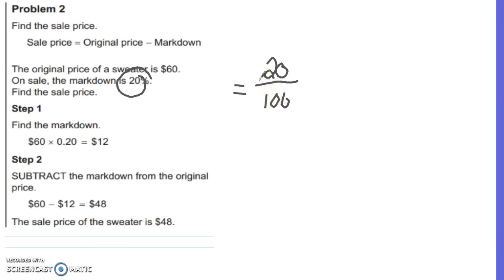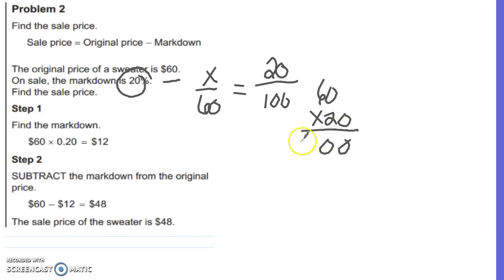Then you're going to take your original. Your original is your whole. It goes on the bottom. You are finding the part, or the sell price. So you have to do the cross product rule. You are going to do 60 times 20.